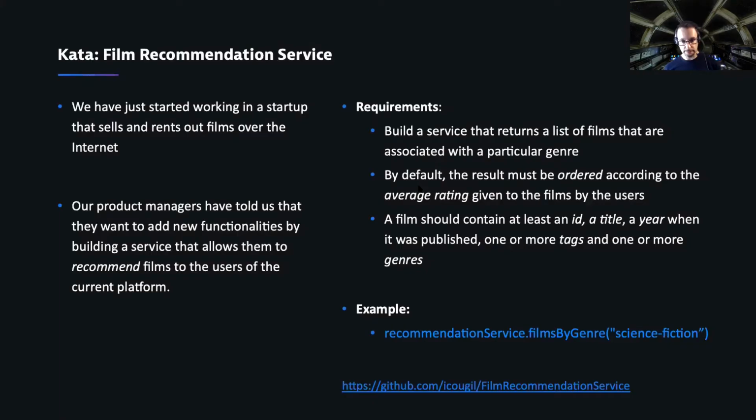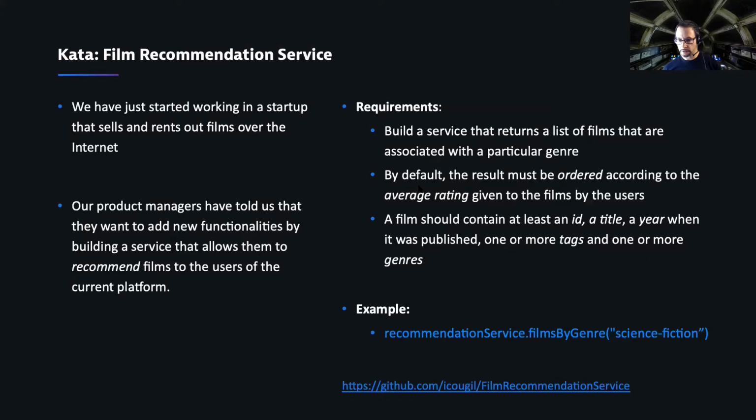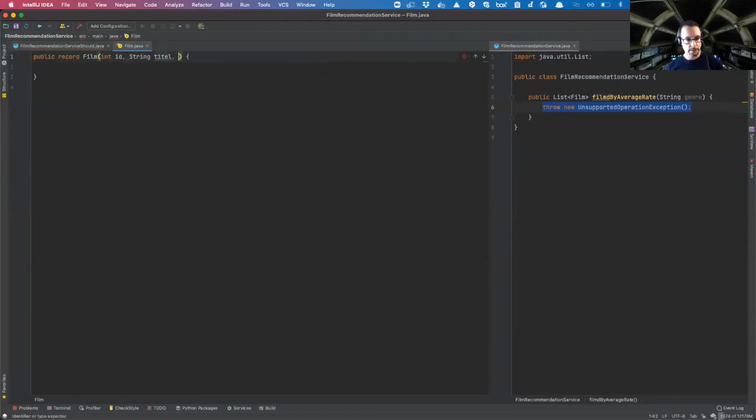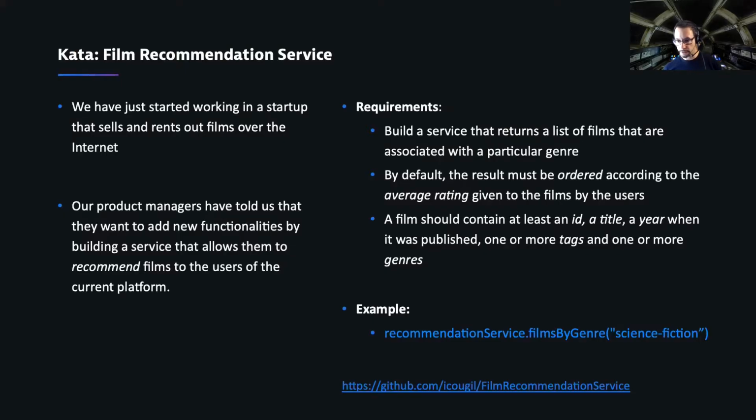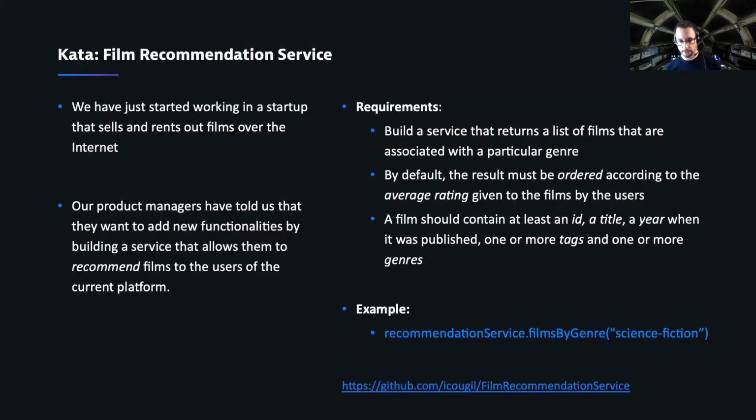And the thing we'll have to look at is what they mentioned, no? We have to use an ID, a title, a year, etc. Okay, so let's try it that way. So basically, it has to be like this, no? An ID. What else? A title. A year when it has been published, I think, no? Yeah, and one more tag and one more genre.